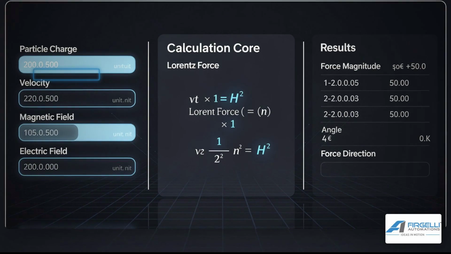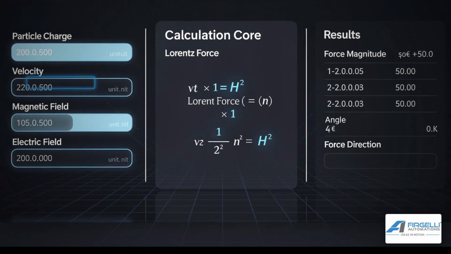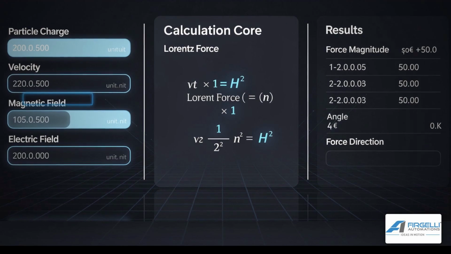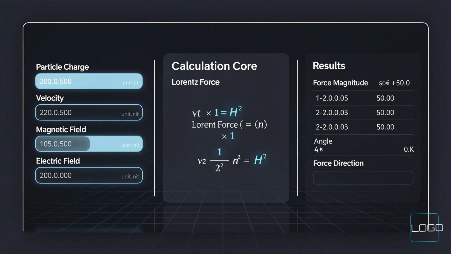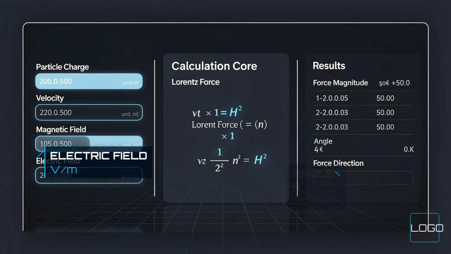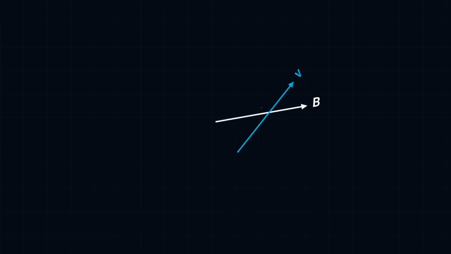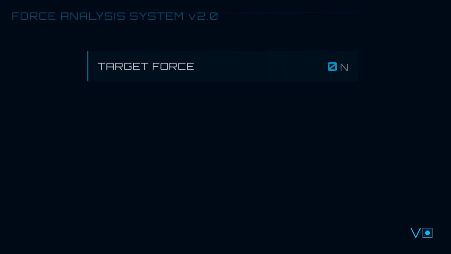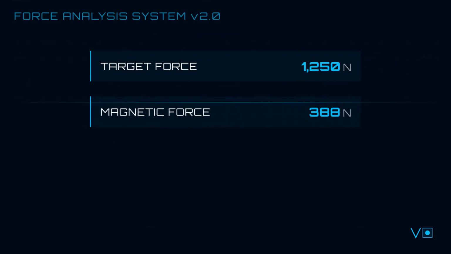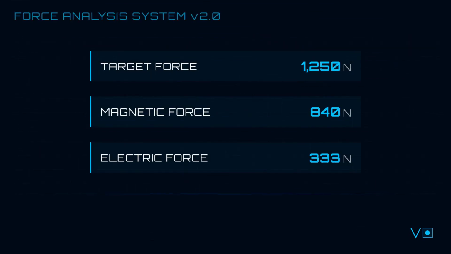Next, enter your particle charge in coulombs, velocity in meters per second, magnetic field in Tesla, electric field in volts per meter, and angle theta in degrees. The angle represents the orientation between velocity and magnetic field vectors. Additional fields include target force in newtons, magnetic force in newtons, and electric force in newtons.